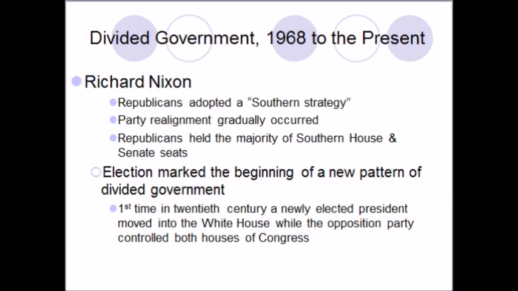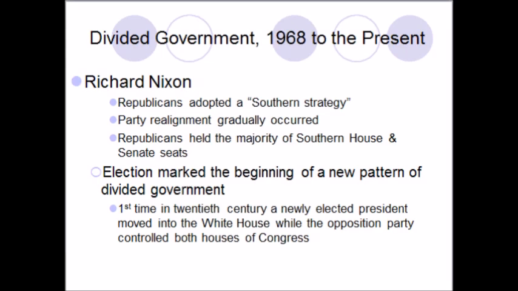It seems like a major event can always sway one party or the other from controlling the White House. You have the Great Depression, issues like slavery, and now we have Vietnam. Richard Nixon. Republicans adopted a Southern strategy. And Richard Nixon attacked the South, trying to get their vote. This election marked the beginning of a new pattern of government called divided government.